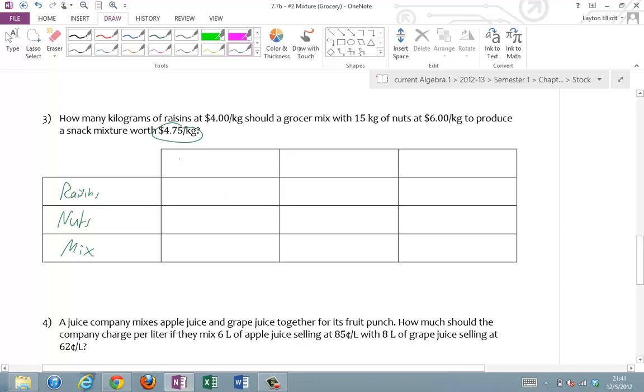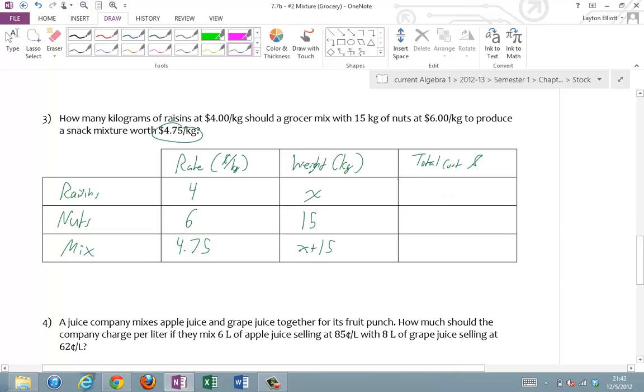The raisins, we're going to do a rate, and I'm going to do the units of rate, dollars per kilogram. We have the weight in kilograms. And then finally, we have the total cost, in dollars. The rate of the raisins is 4. The nuts were 6, and this mixture is 4.75. How many kilograms of raisins, that's our X, should the grocer mix with 15 kilograms of nuts, that's our 15, and then the mixture should be the sum of these two, X plus 15.